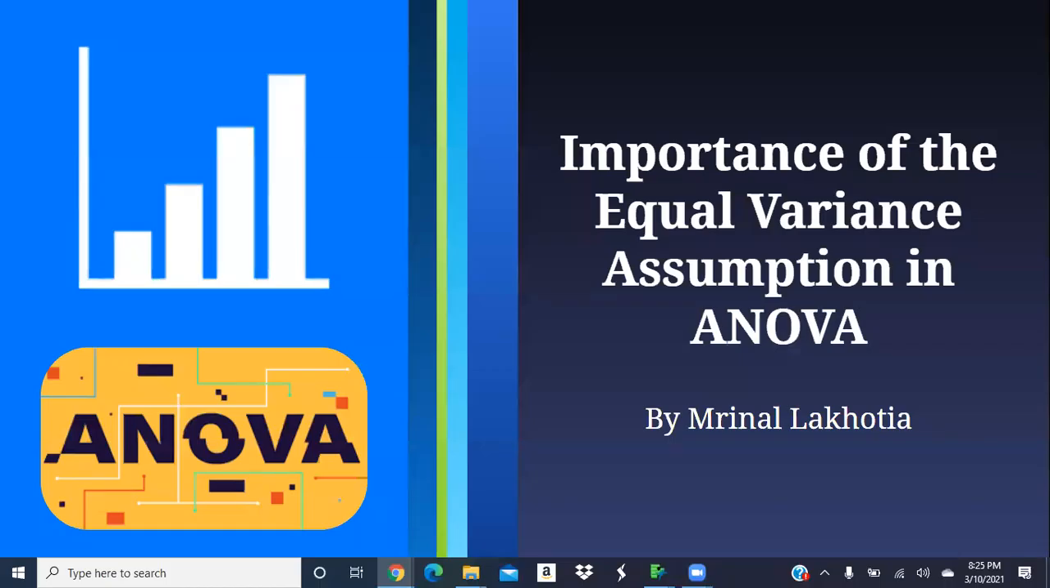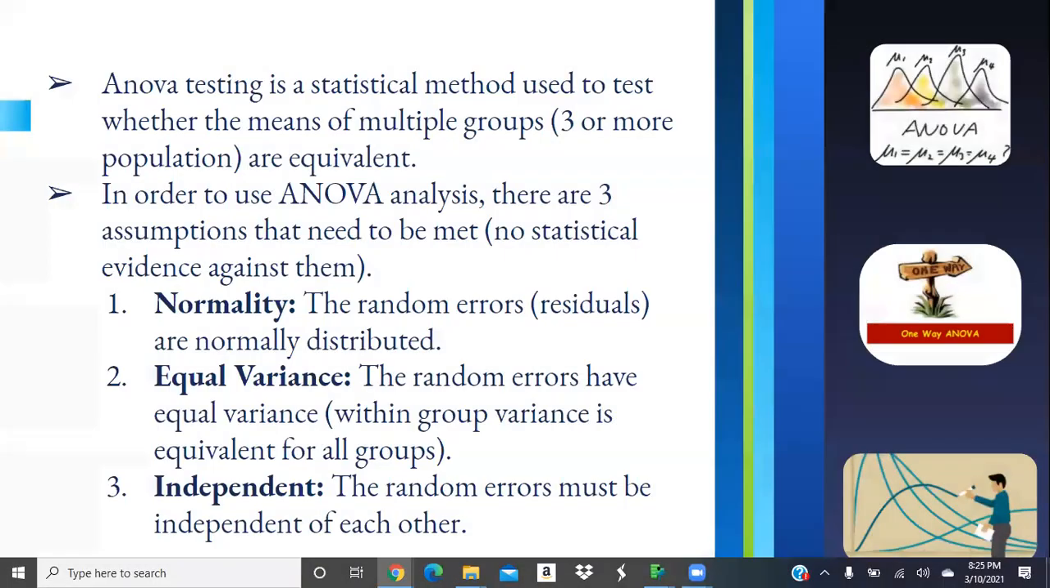Hello, today we're going to talk about the importance of the equal variance assumption in ANOVA. ANOVA testing is a statistical method used to test whether the means of multiple groups are equivalent. In order to use ANOVA analysis, there are three assumptions that need to be met: normality, independence, and equal variance. Today we're going to be focusing on equal variance, which states within group variance is equivalent for all groups.